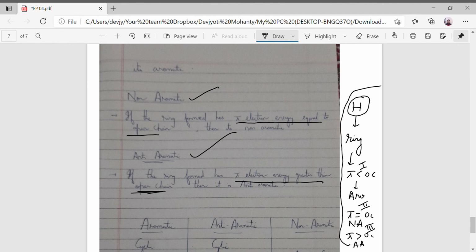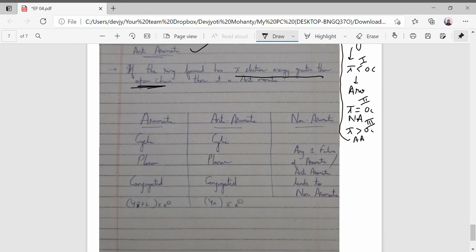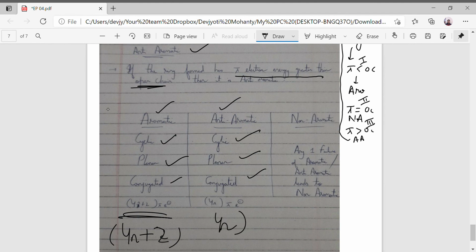Then at last, the aromatic, anti-aromatic, non-aromatic differentiation. These two are most probably the same: cyclic, planar, conjugated. But the last part is that aromatic has 4n plus 2 pi electrons and anti-aromatic has only 4n pi electrons. So if both this condition as well as this condition fail, then it leads to non-aromatic.